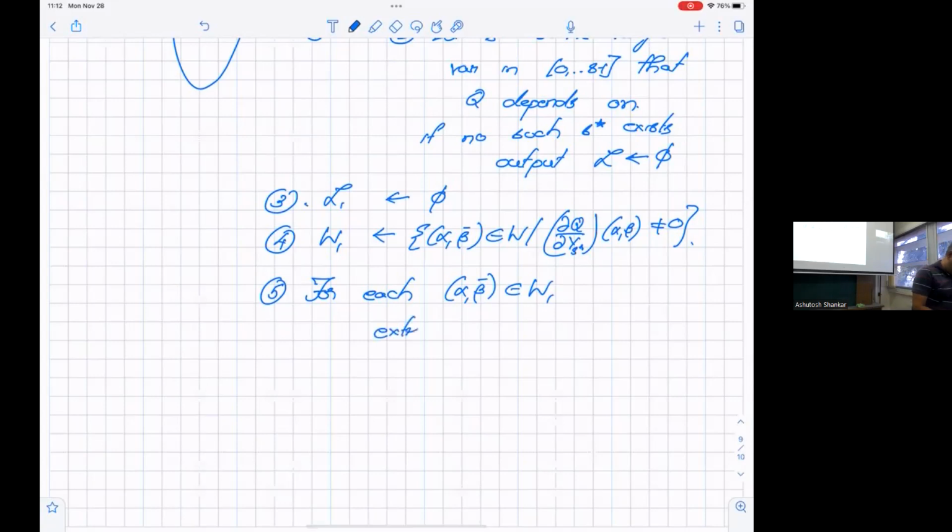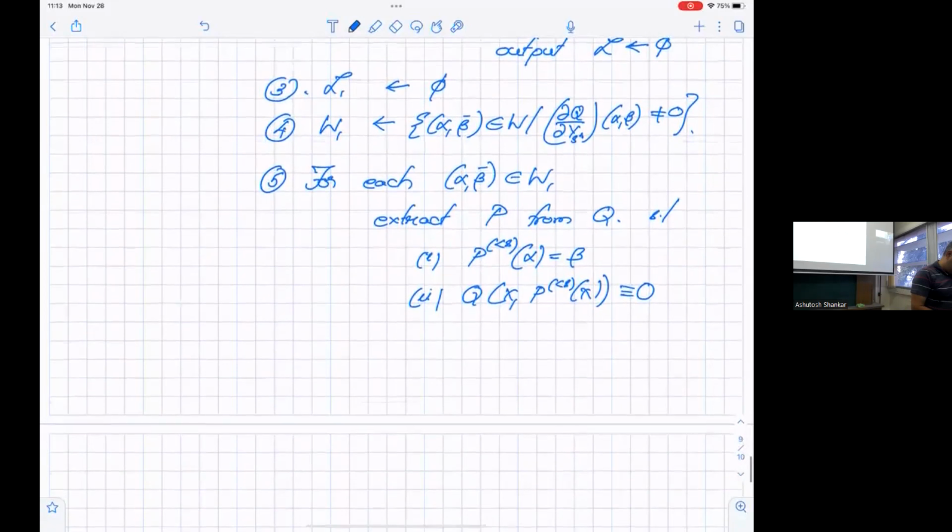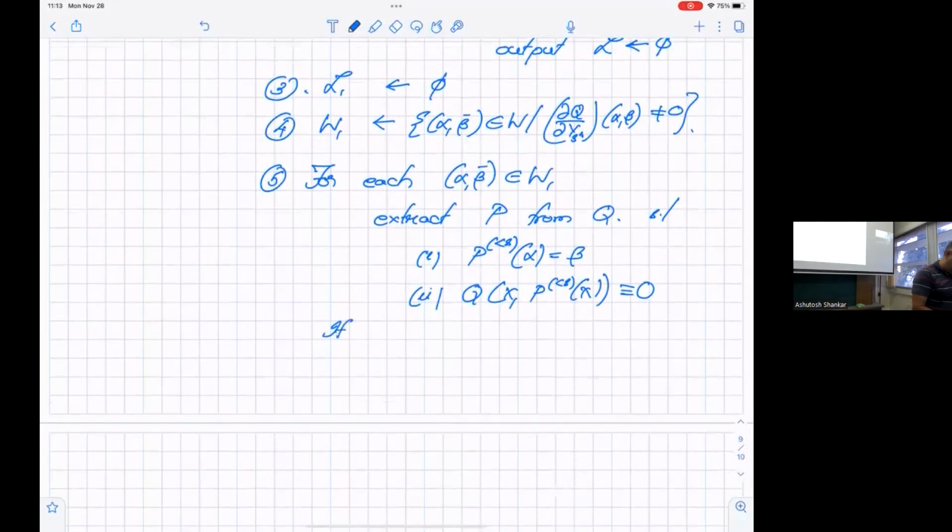Extract P from Q such that the following is satisfied. P less than S of alpha is equal to beta, Q of X. P less than S of X identity is 0. And if gamma of P is contained in W, add P to the list L1. To keep doing this for each one of them.